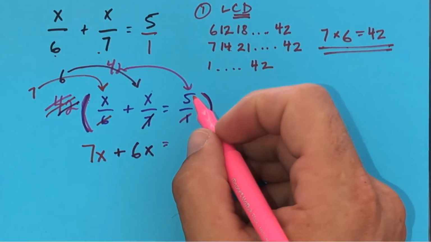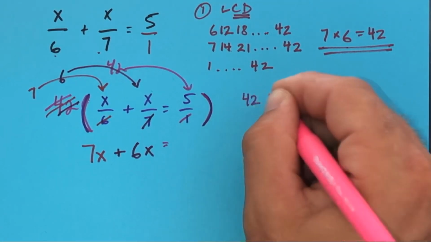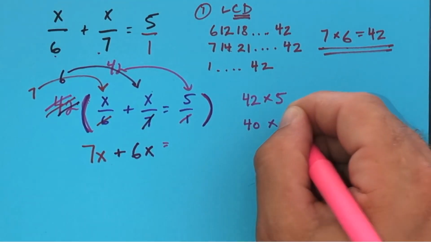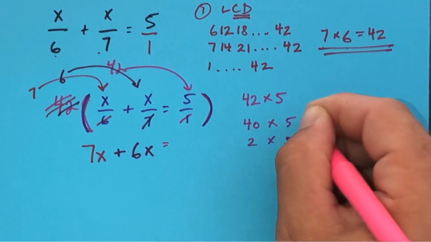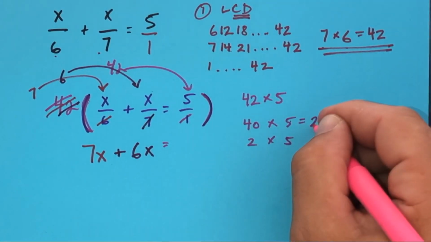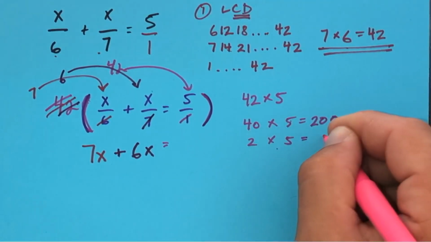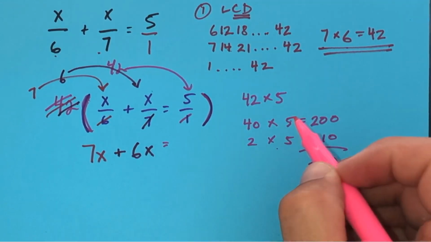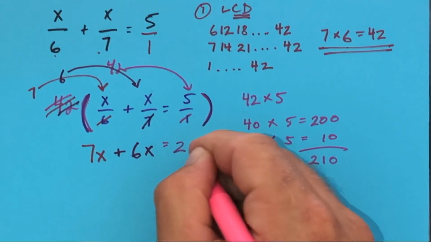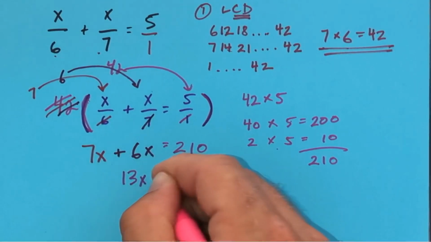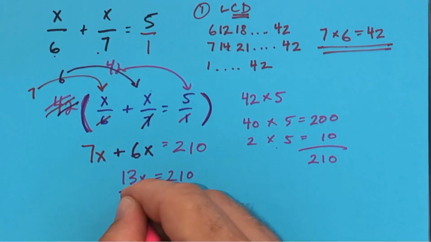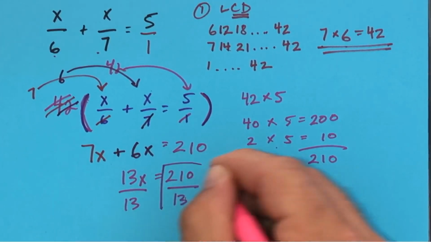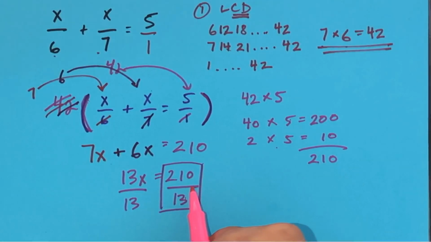And what I like to do with big numbers, 42 times 5, I like to show this on the side. I like to do 40 times 5 and 2 times 5. I like to break up this number. And we know 5 times 4 is 20, and add the 0. We know 2 times 5 is 10, and that gives me a 210. I don't necessarily write this down all the time, but it is a good trick for mental math. And we have 13x is equal to 210. If you use any long division or calculator, you would recognize 13 doesn't go into 210, so you can use this as an acceptable answer.